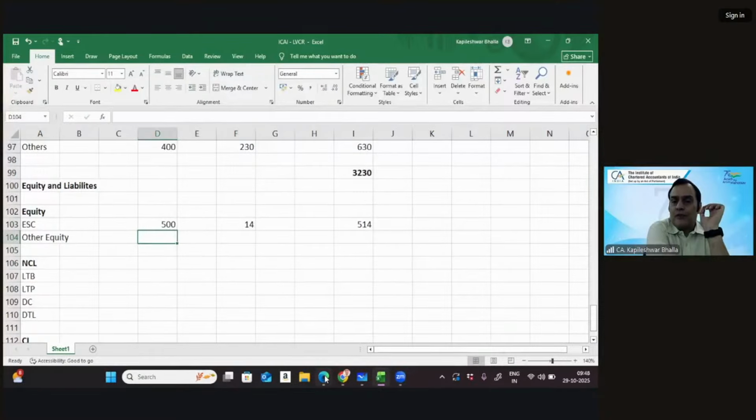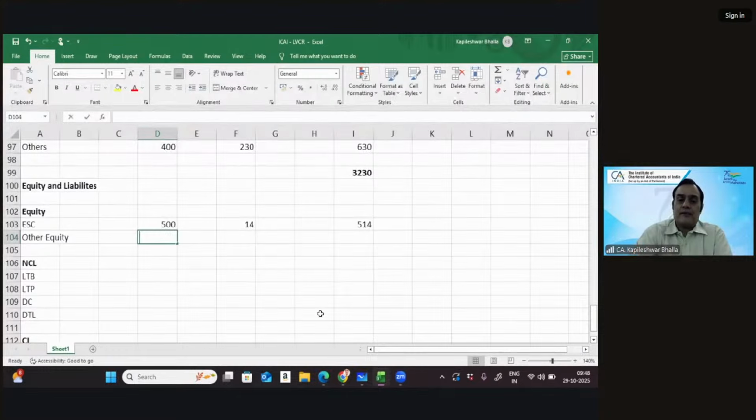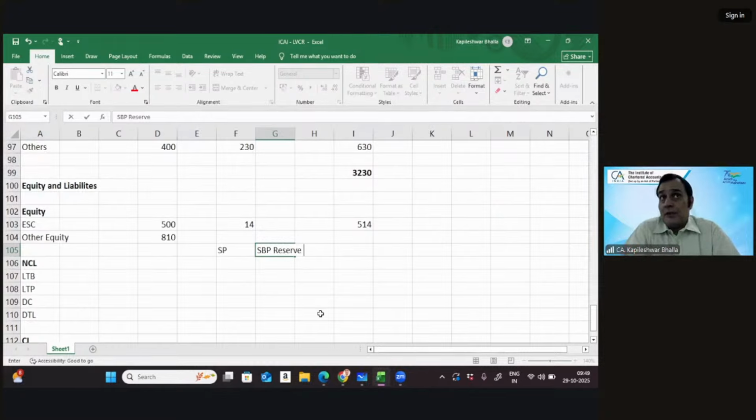Then in terms of the other equity, it is appearing to the extent of 810. And I guess what we need to consider out here is now two things very carefully. Let me pinpoint that as well. One is I'm considering share premium. And the other item is the SBP reserve, because you took the mandatory replacement of the share-based payment awards in terms of SBP. So that SBP reserve needs to be segregated here as well.